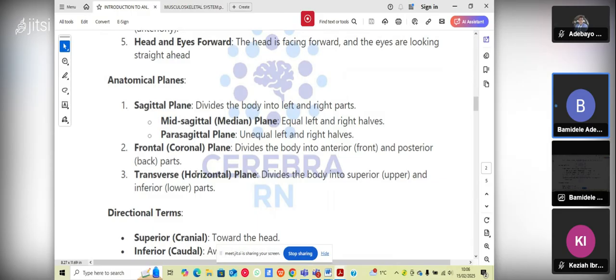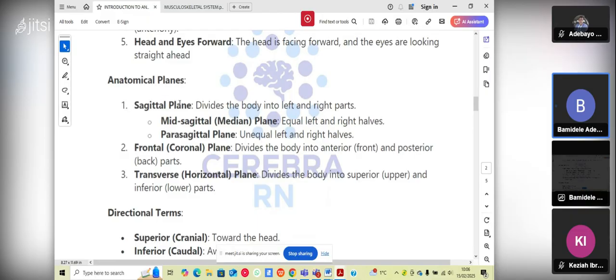Because if you say your stomach is in your abdomen, the abdomen is a big cavity. Abdominal cavity is a big cavity. So what part of the cavity is your stomach? What part of the cavity is your liver? These are the terms that help you to properly identify where organs are situated in your body.